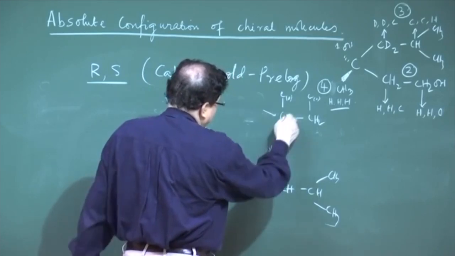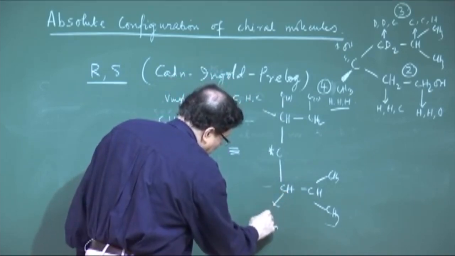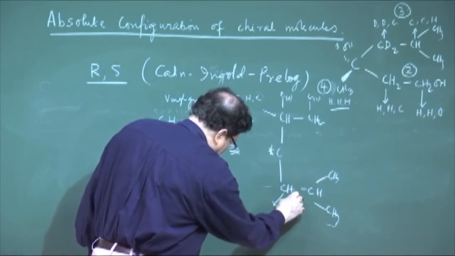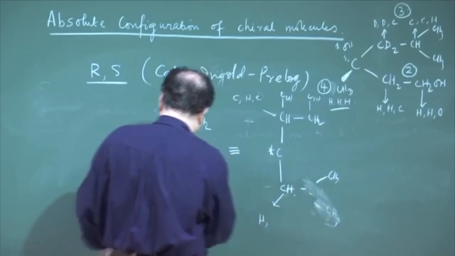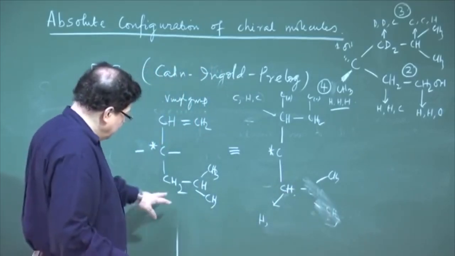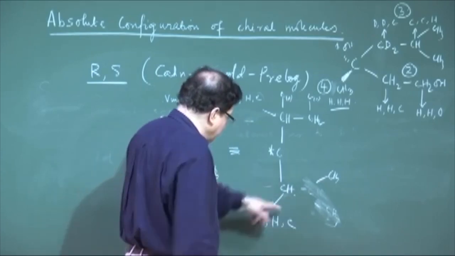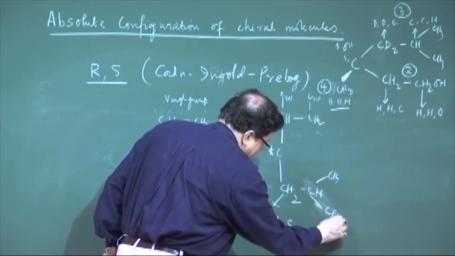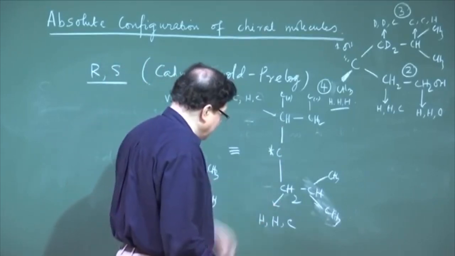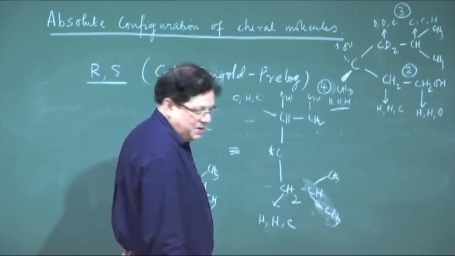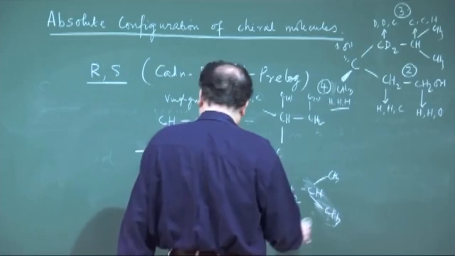Look at the first carbon, this is attached to a hydrogen, a carbon, and a carbon. This carbon is attached to a CH2, CH2CH3. Now, we continue with this. The first one is HHC. The second one is also HHC, so this wins over that one, because this is HHC and this is CCH. So, that has the higher preference than this.